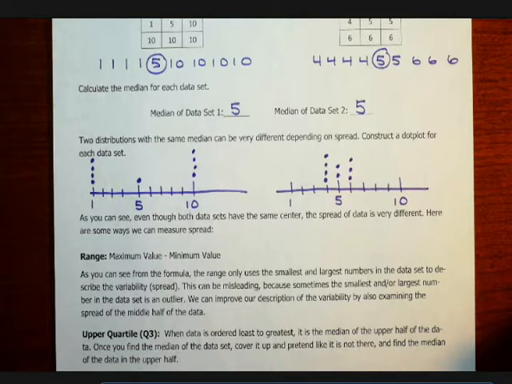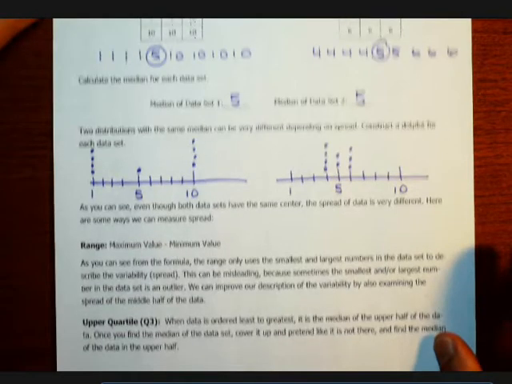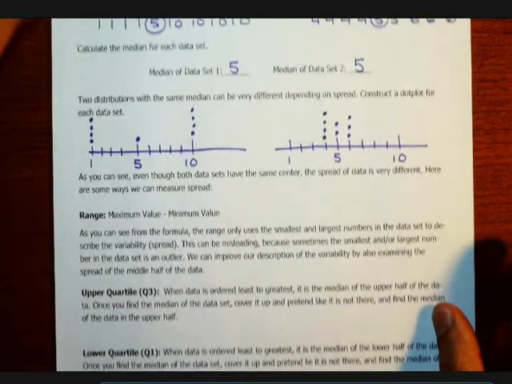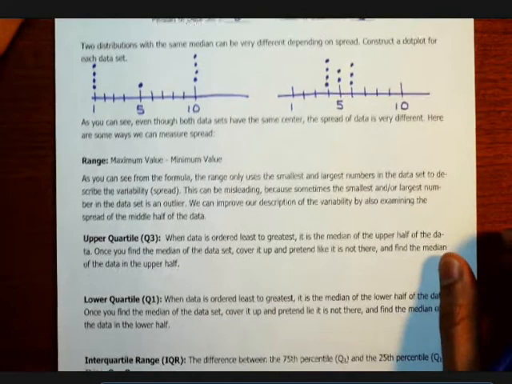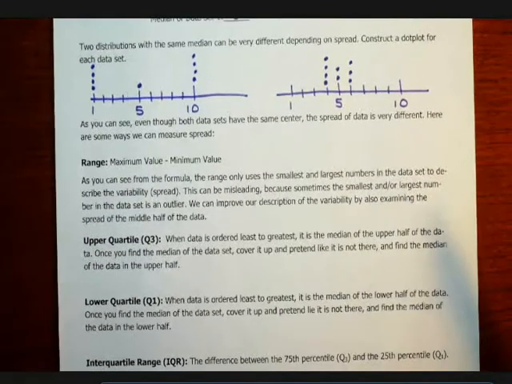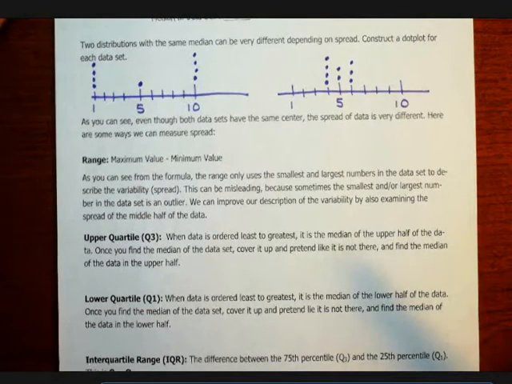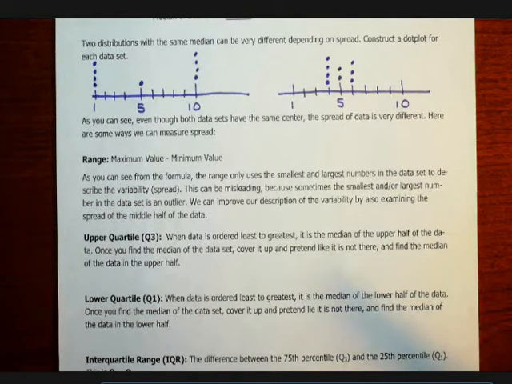So we can improve our description of the variability by also examining the spread of the middle half of our data. So the way we measure the middle half is using quartiles. Our upper quartile, also known as Q3, is when the data is ordered from least to greatest, we find the median of the upper half of the data. So in order to do this, we first find the median of the data set, cover it up, and pretend like it's not there, and then we look at the upper half of data and locate the median.